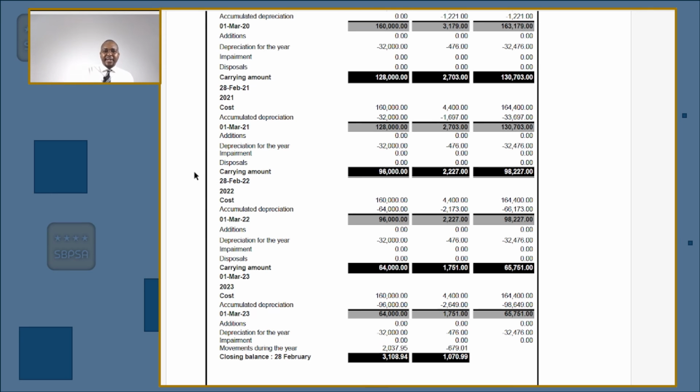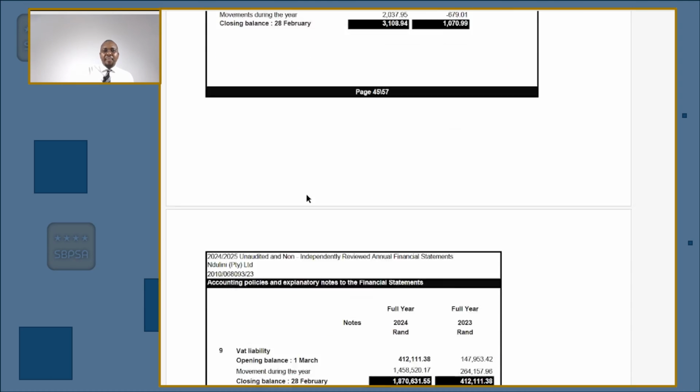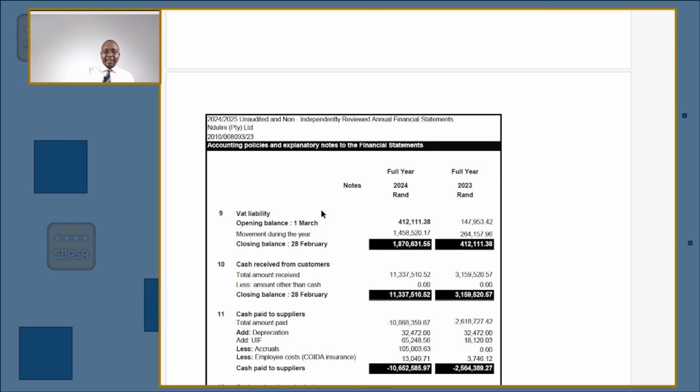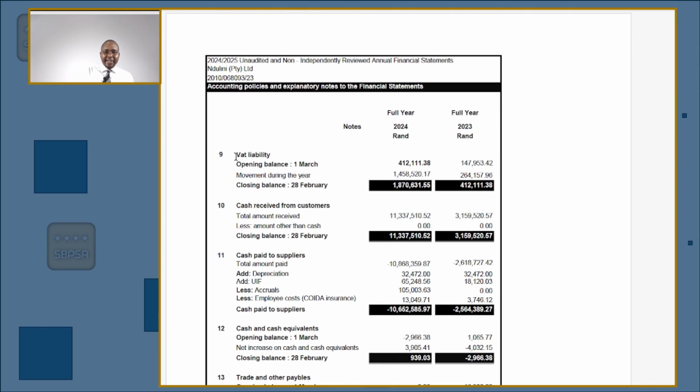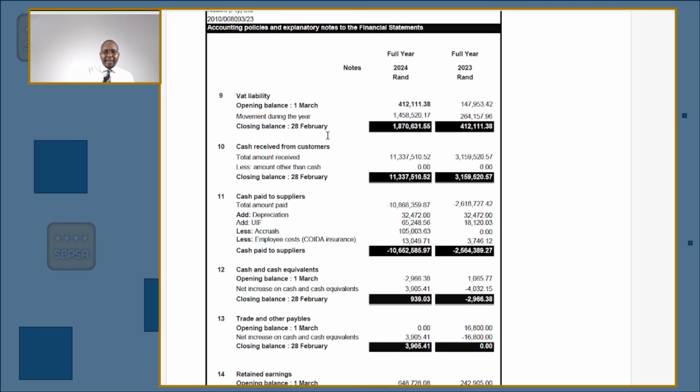You can see that there is enough information for users to make up their minds, including the business owners as well. Wow, these guys are registered for VAT. We can see that there is information for VAT. So they are owing SARS, because this is a VAT liability, they are owing SARS an amount of 1,800,000 there, and so forth. So this 1,800,000 is the difference between what has been sold and what has been paid for.